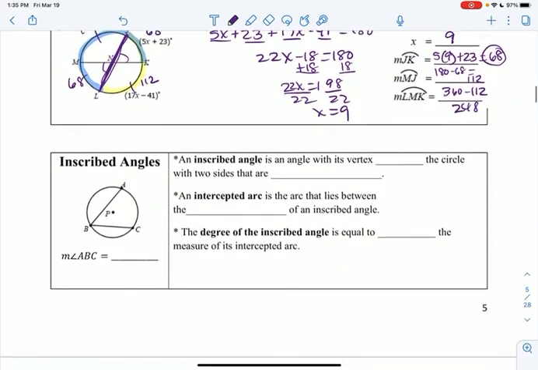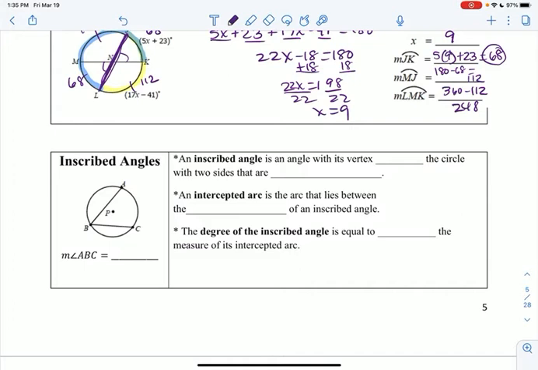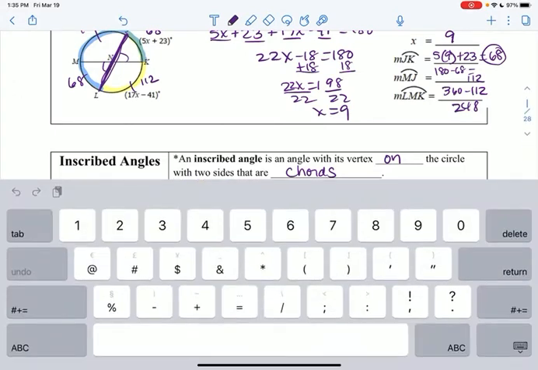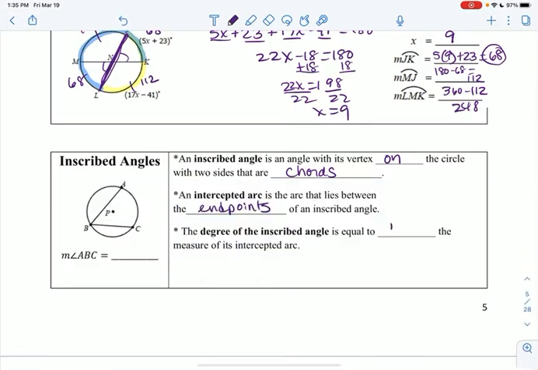The second kind of angle I want to talk about today are inscribed angles. So an inscribed angle is an angle with its vertex on the circle, so it's not in the center like the central angle. Its vertex is on the circle, and the two sides are going to be chords. Okay, an intercepted arc is the arc that lies between the endpoints of the inscribed angle. The degree of the inscribed angle is equal to half the measure of the intercepted arc. So the measure of angle ABC equals half of arc AC.